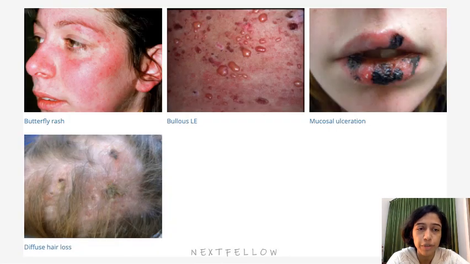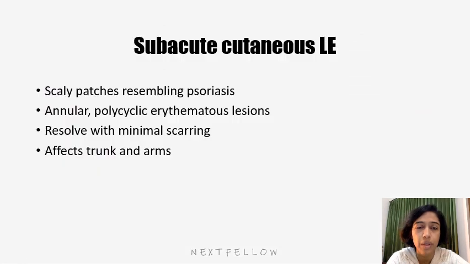So here you see the butterfly rash. This is a bullous SLE photo. Mucosal ulcerations, which can be quite severe. Those are hemorrhagic crusts on the lips in that patient. That's quite common in acute cases of SLE. And here you have a diffuse hair loss. Here they're showing some scabs, so it's not very clear which type of hair loss, but they're showing a diffuse hair loss in SLE.